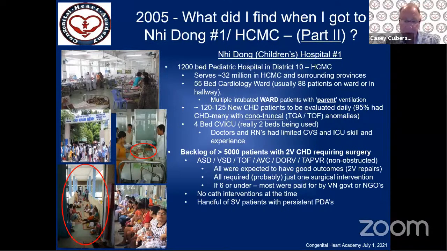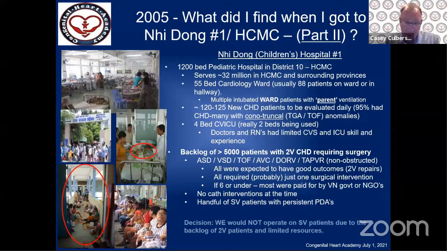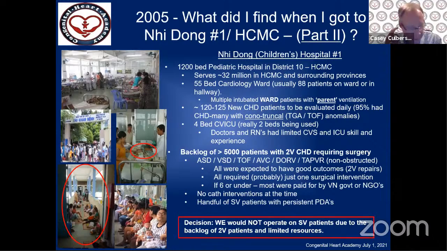There were no cath interventions at the time I got there, and then there were a handful of single ventricle patients with persistent PDAs. So we made the decision that we would not operate on any single ventricle patients due to the backlog of the 2 ventricle patients and the limited resource. This is a decision that came back to bite me a little later, but we thought it was the best at the time.